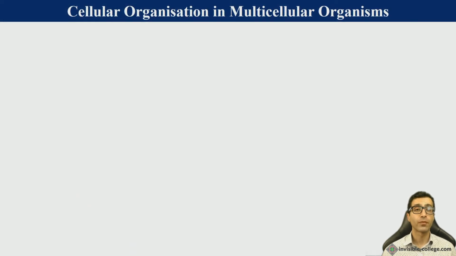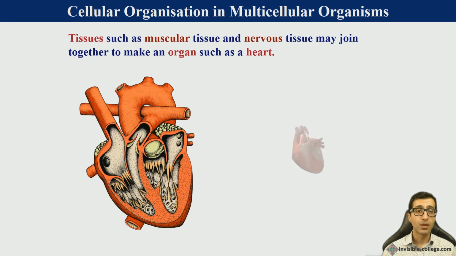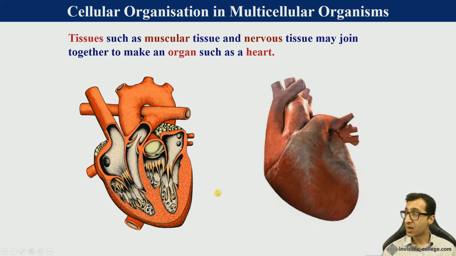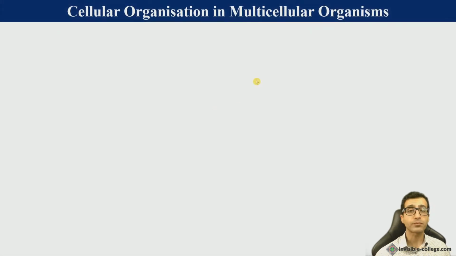So tissues such as muscular tissue and nervous tissue can join together to make an organ such as a heart. So the heart is made up of a complicated arrangement of various kinds of tissue. You have cardiac muscle tissue, you have connective tissue, you have various types of specialized nervous tissue within the heart, but all of these are collected together and structured in such a way that they form a discrete functional unit within the organism that performs a specific function, in this case the pumping of blood to and from the lungs and also to and from the rest of the body.